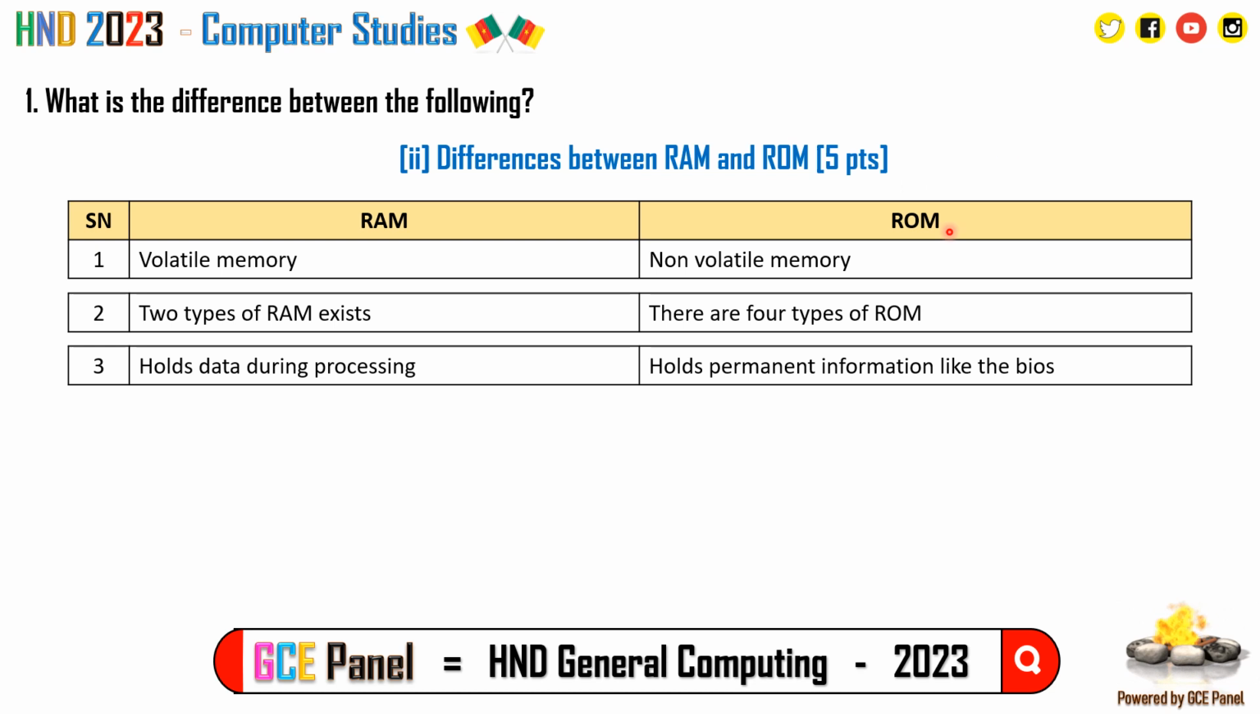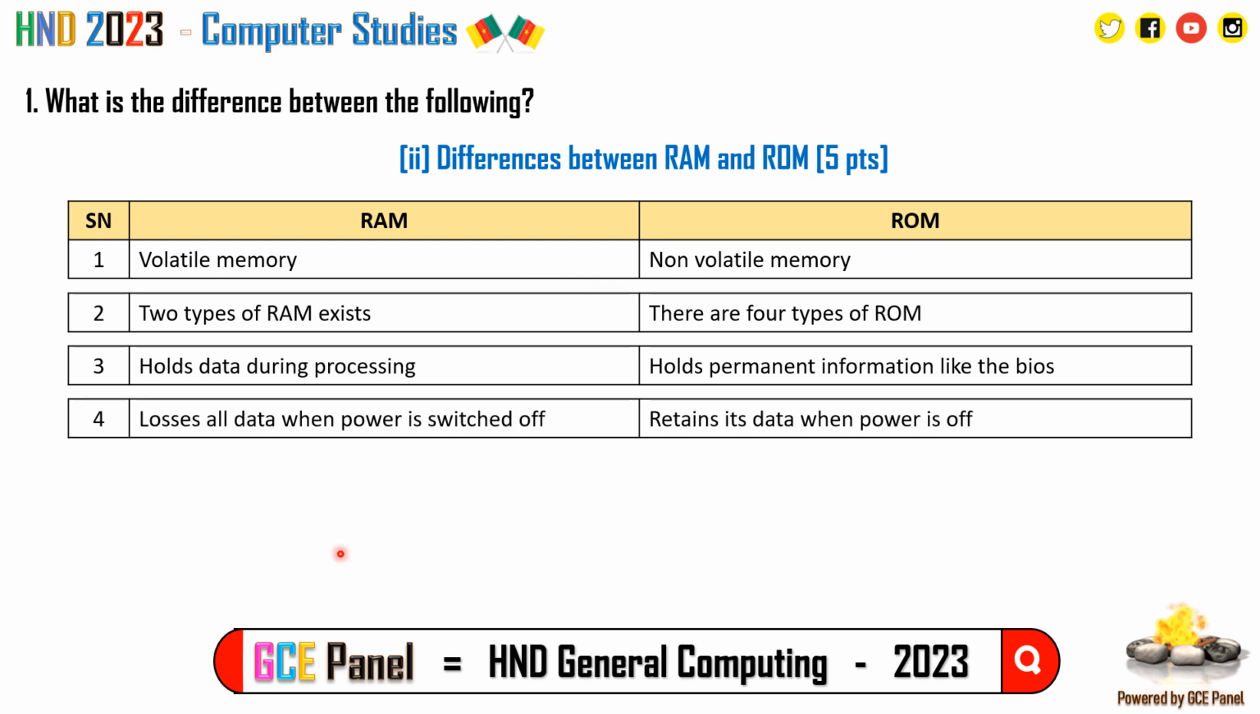Third one, RAM holds data during processing. ROM holds permanent information like the BIOS. When we say RAM is volatile, it means that once the computer is switched off and you put it back on, any information that was in the RAM will no more be there, unlike the ROM, which will still be there.